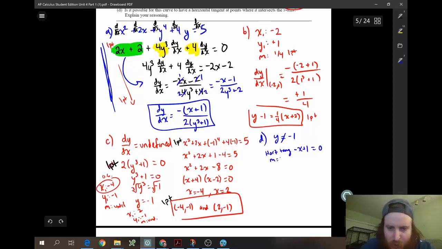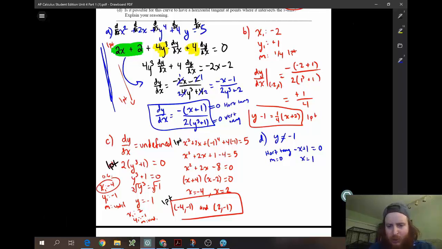Because when our slope, when our derivative is 0. Remember what I said before: the numerator equal to 0 is for a horizontal tangent, and the denominator equal to 0 is for a vertical tangent. That's something we just need to remember. So if we solve for this, we get negative x equals negative 1, or x equals positive 1.